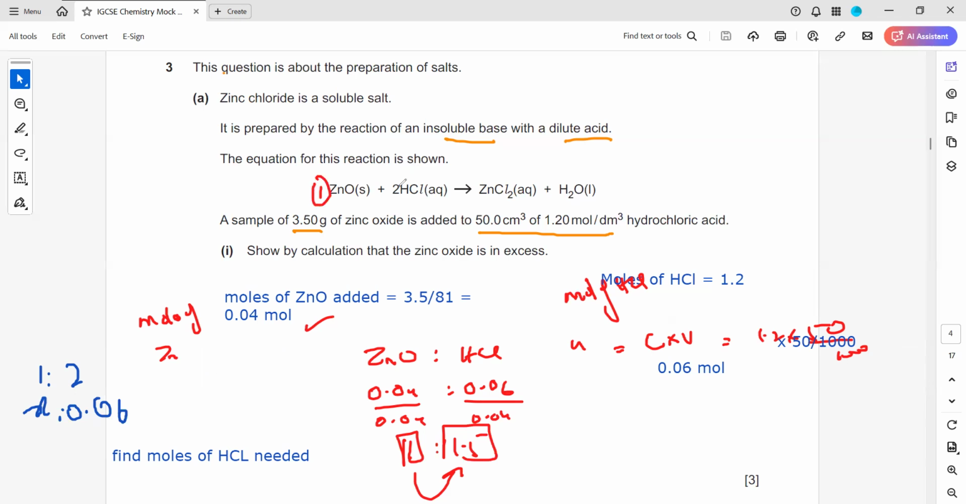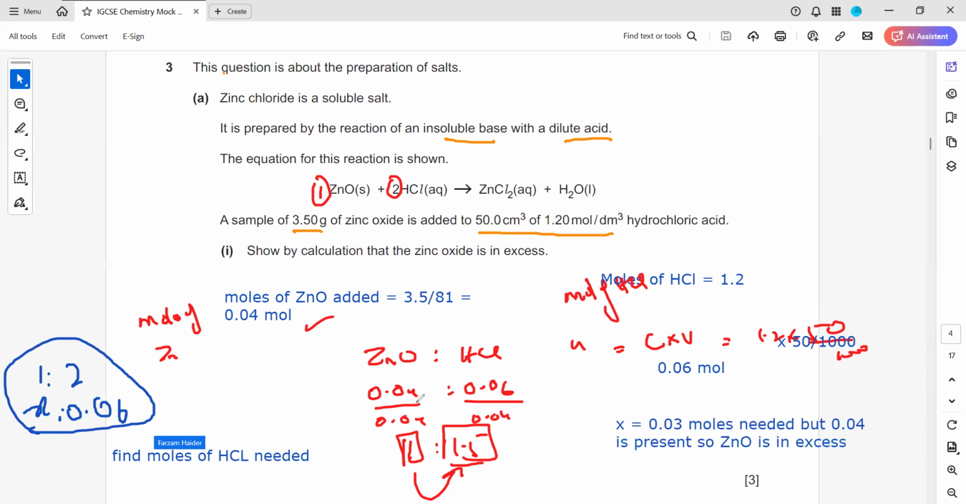What is the mole ratio according to the equation? 1:2. It means for a complete reaction, if there is 1 mole of zinc oxide, you need 2 moles of HCl. But you don't have 2 moles. You have only 1.5 in the ratio. So it means HCl is limiting, and the other way we can say zinc oxide is in excess. Yes, you can write this statement as well.